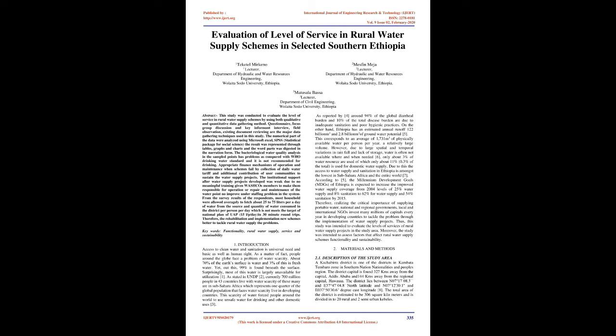On the other hand, Ethiopia has an estimated annual runoff of 122 billion and 2.8 billion of groundwater potential. 5. This corresponds to an average of 1,731 cubic meters of physically available water per person per year, a relatively large volume. However, due to large spatial and temporal variations in rainfall and lack of storage, water is often not available where and when needed. 6. Only about 3% of water resources are used, of which only about 11%, 0.3% of the total, is used for domestic water supply.